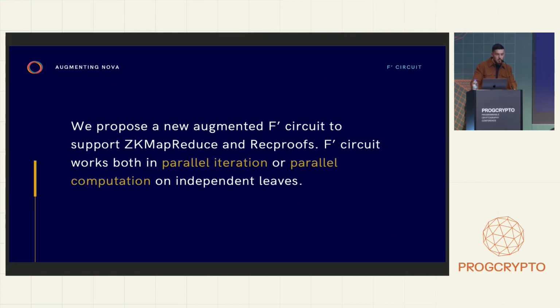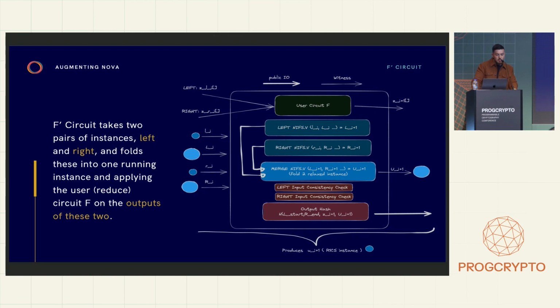What we're going to talk about is some work that Nicola Guiley and our team did that takes the F circuit used in Nova and turns it into what we like to call F prime, which lets us do ZK MapReduce and rec proofs in a parallel iteration and parallel computation format. We take our augmented F prime circuit, and then we take two running instances, left and right, and we fold these into each other. On top of that, we can apply a reduce function that outputs the result of the two of those.